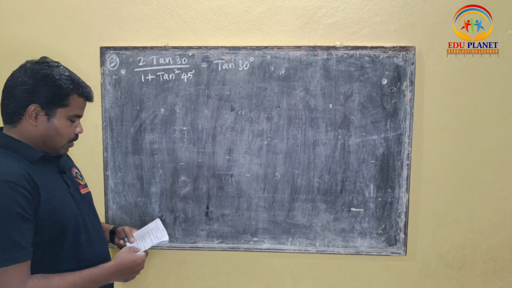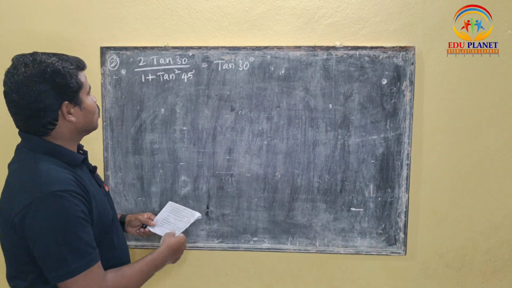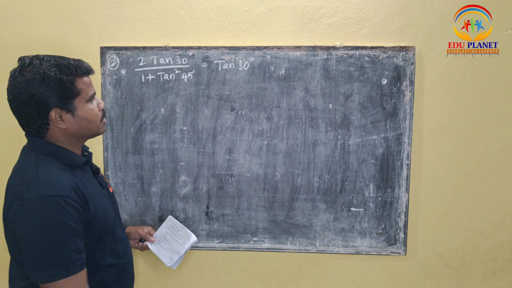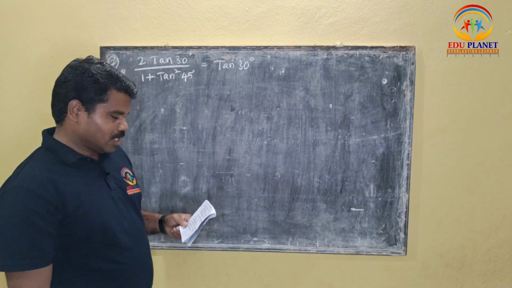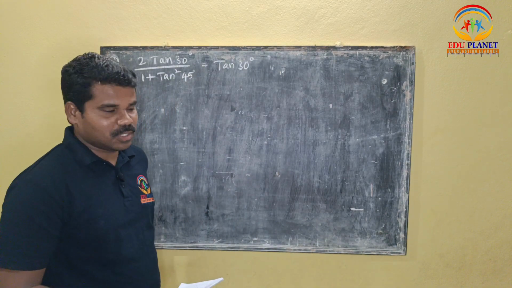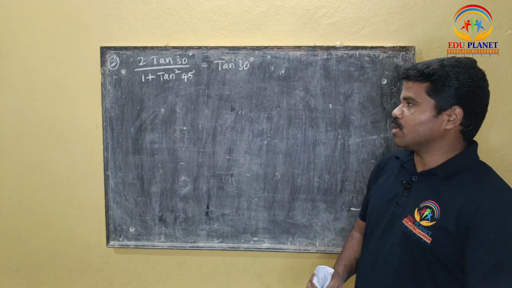That is, 10th class student Varun said to his friend that 2 tan 30 degrees upon 1 plus tan square 45 degrees equals tan 30 degrees. Do you agree with him? If you agree, justify your answer. This is the question. Now we will see the solution of it.